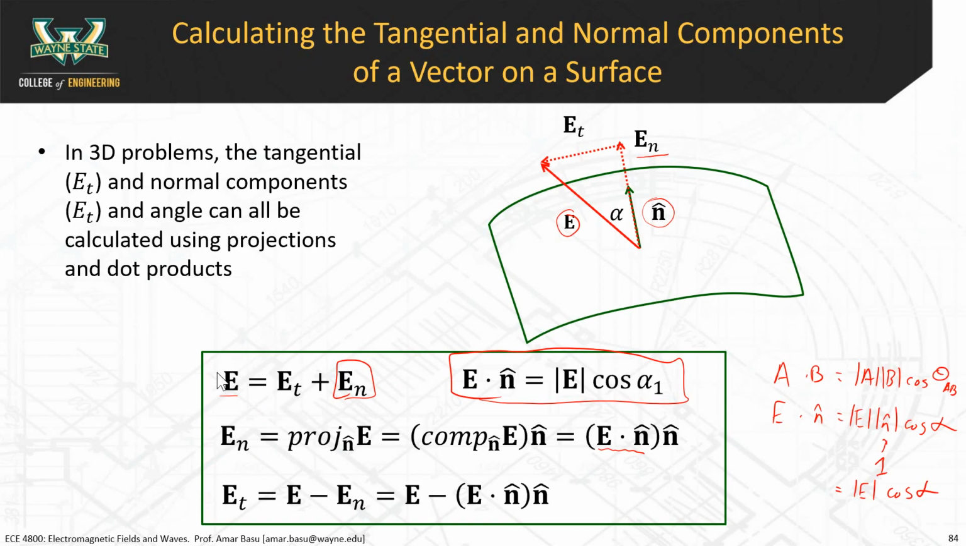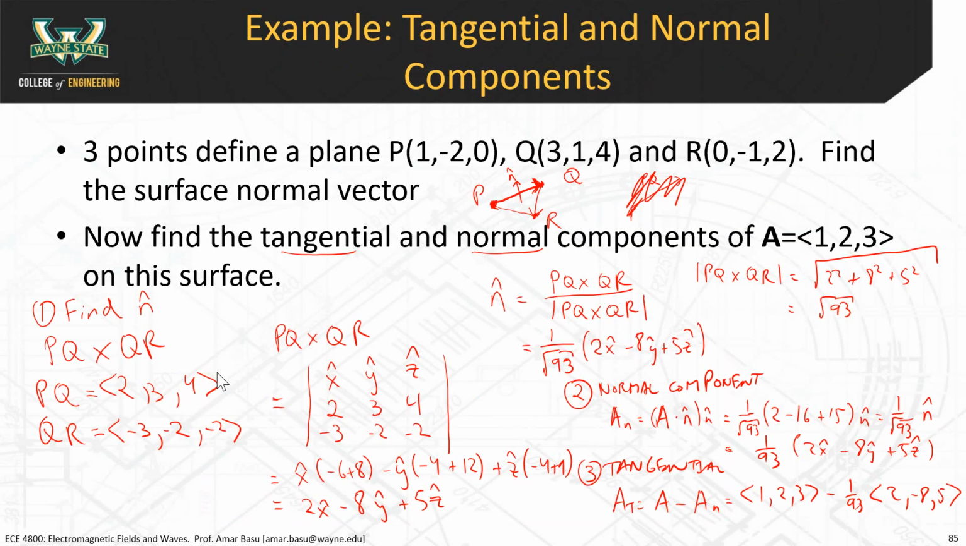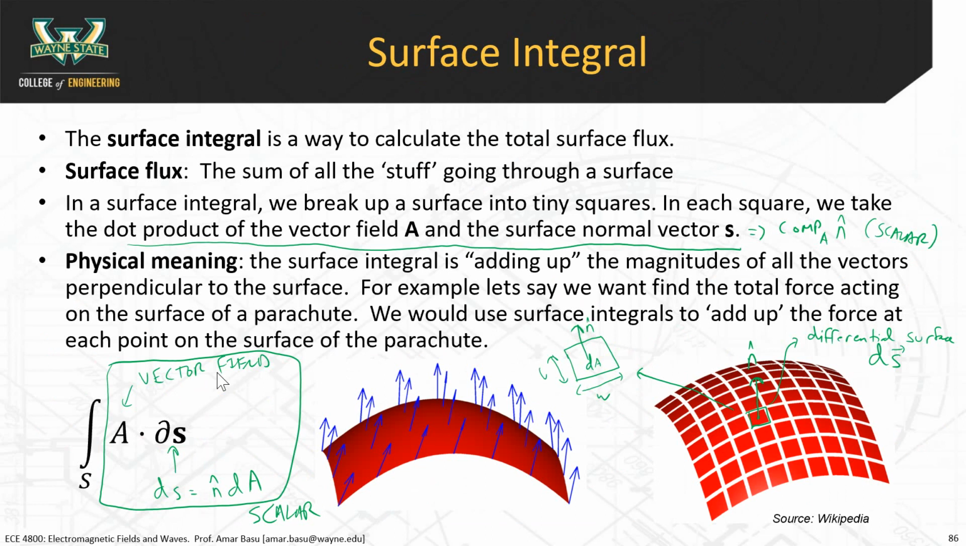All right, just really quickly, we talked about tangential and normal components of a vector on a surface. I'm not going to go over that today because we talked about that a lot last time. We did some examples of that. We talked about surface integrals.